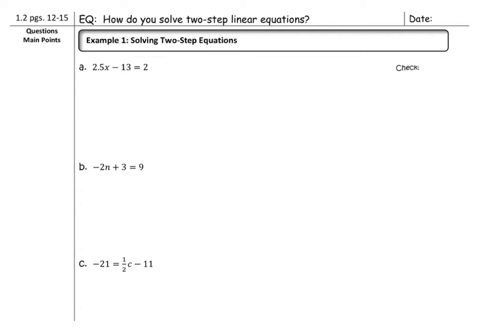Welcome back, guys. Today we're going to be working on solving two-step linear equations. So there's just one more step than the equations we solved yesterday.